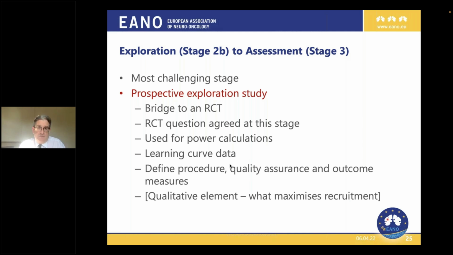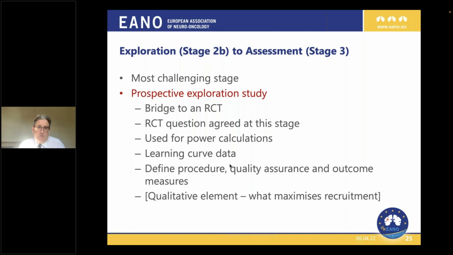Again, you'll get some data you can use for power calculations for a larger study. You also can learn about learning curves and learning curve data, and get an idea of how many cases or what has to be done before people can be said to be competent in doing the procedure.